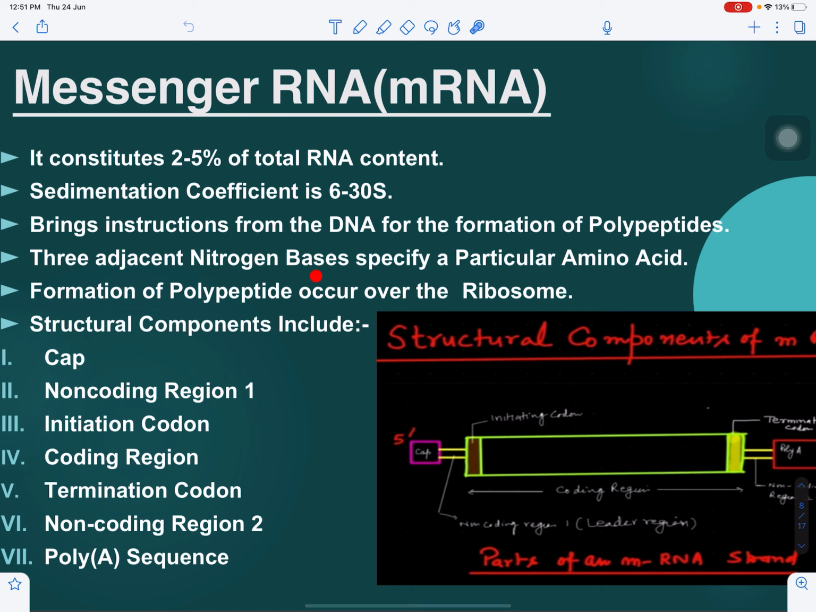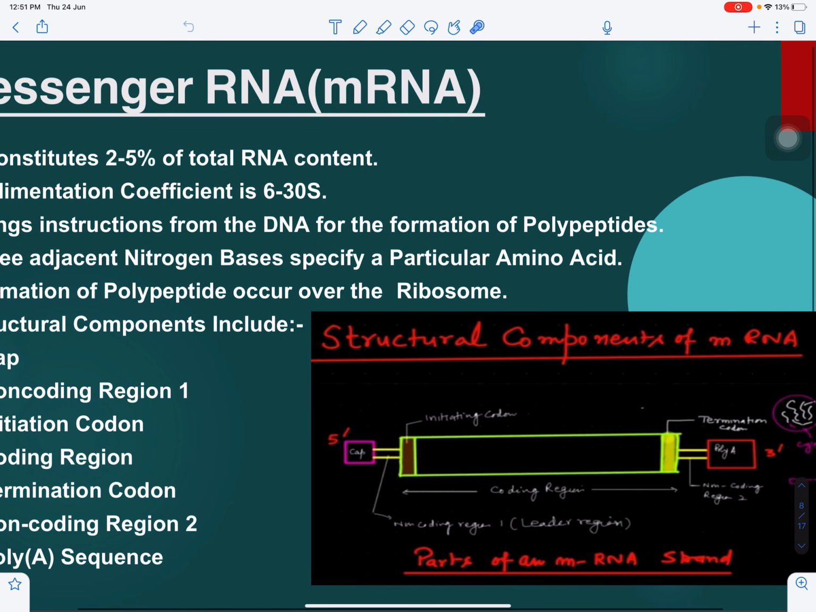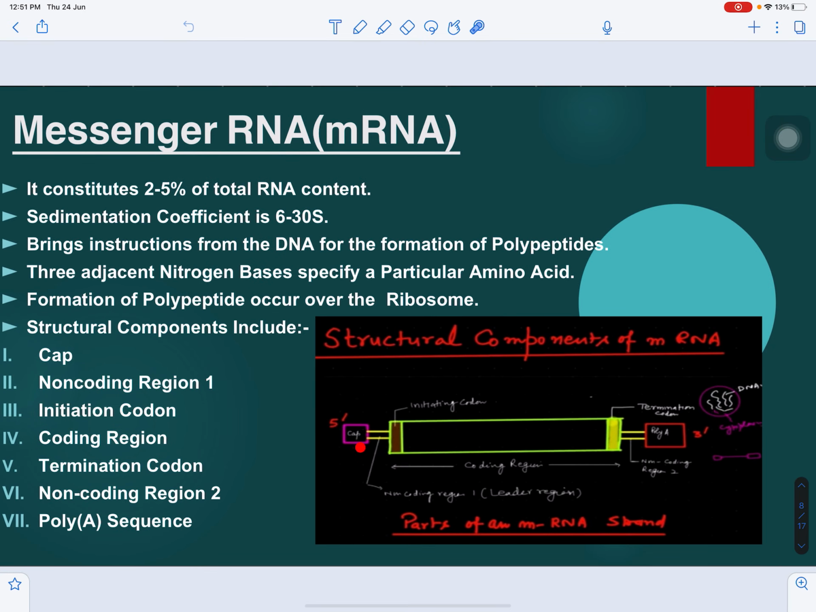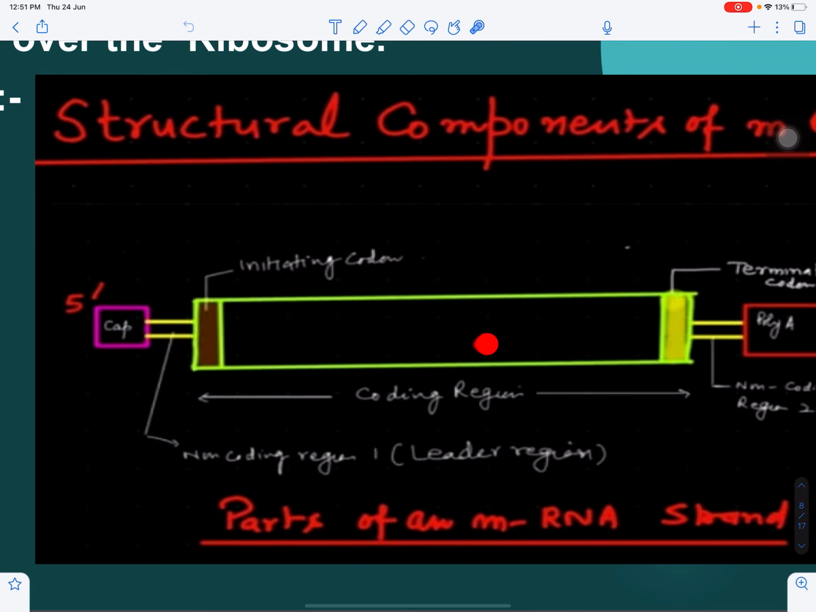The codon present on the DNA, opposite to that, a complementary sequence will be present in the RNA. So this helps in formation of the protein or polypeptide chain over the ribosome. If we see the structure of the messenger RNA, this part is the cap. This is non-coding region 1, this is non-coding region 2, and this is the tail part. This part is the initiating codon, this is the termination codon, and this is the coding region. This coding region is responsible for the formation of the polypeptide chain. Whatever information is present in this coding region will be transferred to the polypeptide chain.